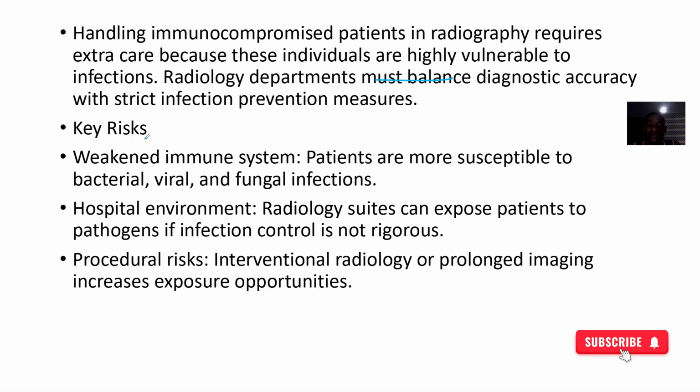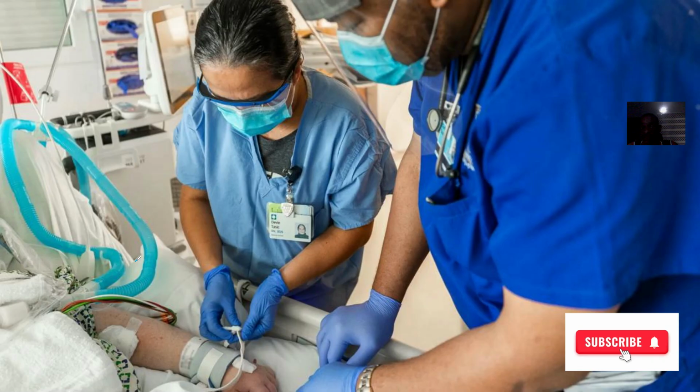So what are the risks? The person has a weak immune system, so they could easily be infected by bacteria, viruses, fungi. So the hospital environment, of course, that's where disease conditions are being handled. So these microorganisms are all over. So procedural risks too. The person is exposed, all of that. Maybe they want to give them contrast through the veins. A lot of things are there, the risks of contracting infections.